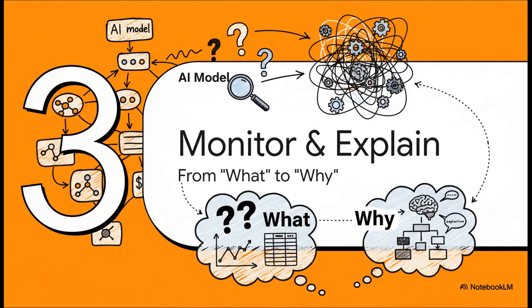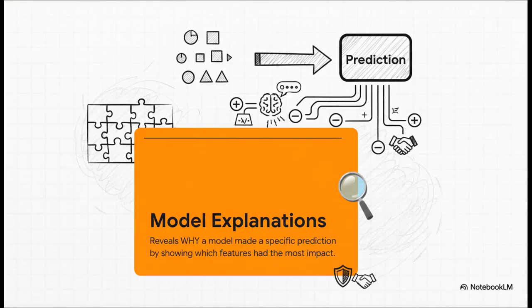All right, section 3. Now that your model's in, we get to the really cool stuff, monitoring and explaining predictions. This is where we go from just knowing what it predicted to why. So what are we even talking about when we say model explanations? It's simple, really. They show you why a model made a specific call. They break it all down, showing you which features push the decision one way or the other. This is how you build trust.